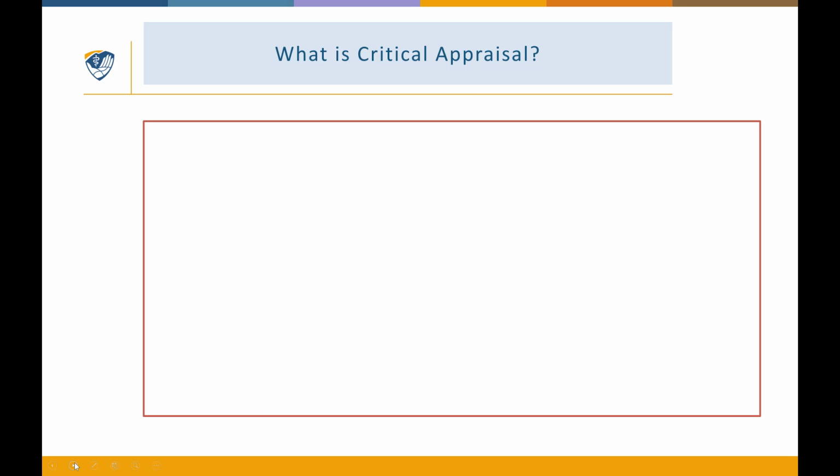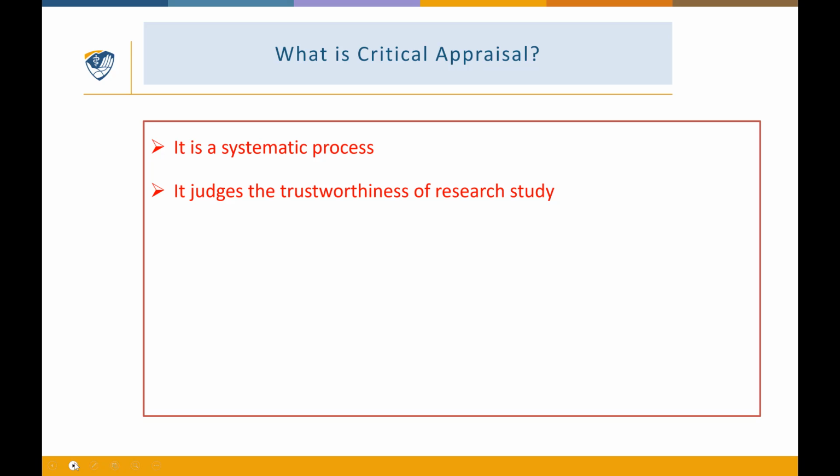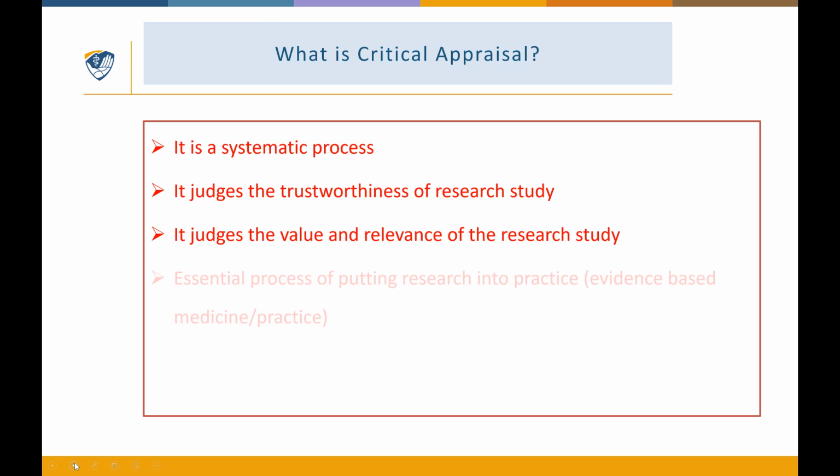Well, what is critical appraisal? It is a systematic process. It judges the trustworthiness of the research study. It judges the value and the relevance of the research study. Essentially, it's the process of putting research into practice. And that's where we get evidence-based medicine or practice, where we take good, high-level research, the controlled studies, the systematic reviews, and put it into practice.